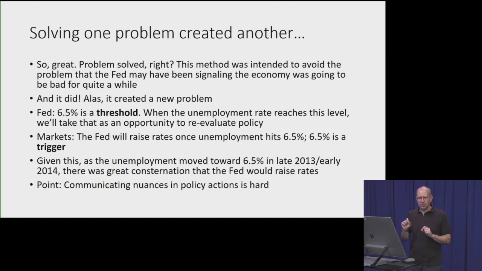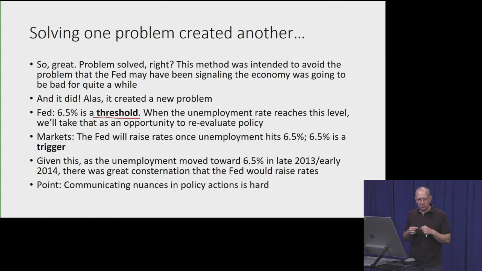But here's the difficulty. By solving one problem, they created another problem. So when the Fed introduced this new language, Fed officials, Ben Bernanke and others, went out and gave speeches. And what they did is they described that 6.5% unemployment rate as a threshold. That's the exact word they used. So the idea is, once the unemployment rate gets to 6.5%, this will be an option or a position to evaluate the stance of policy.